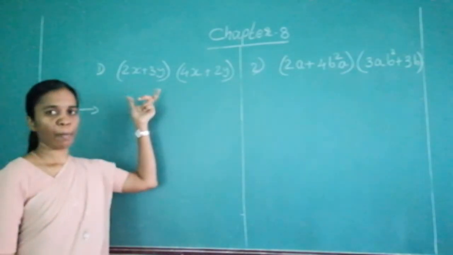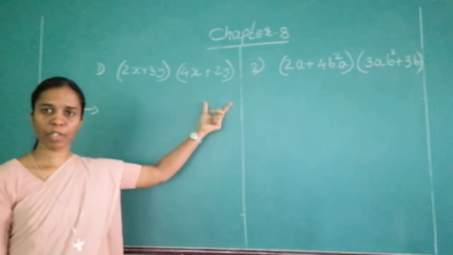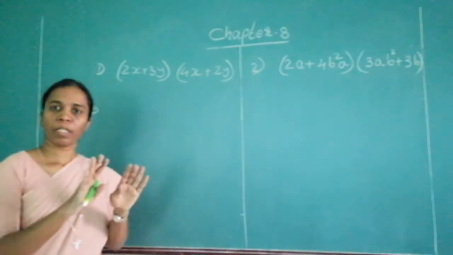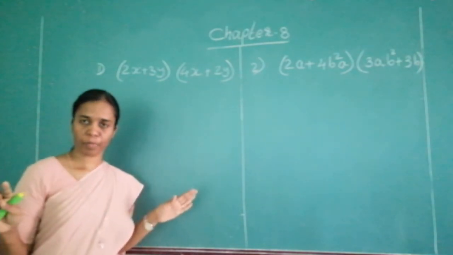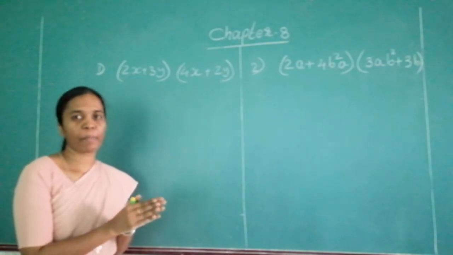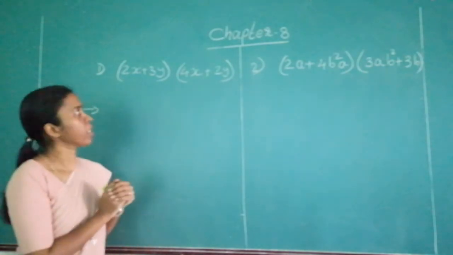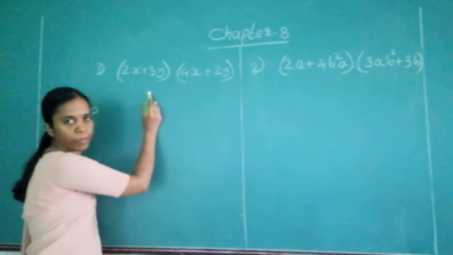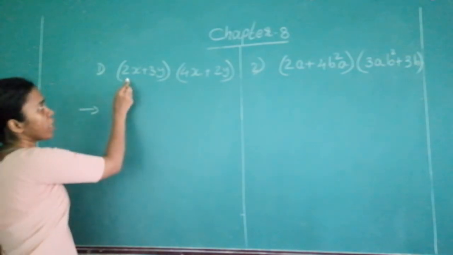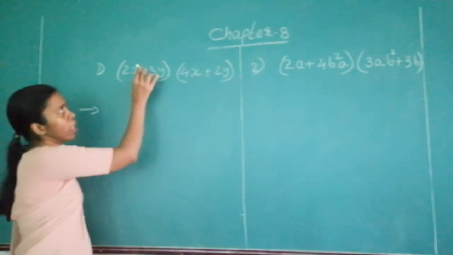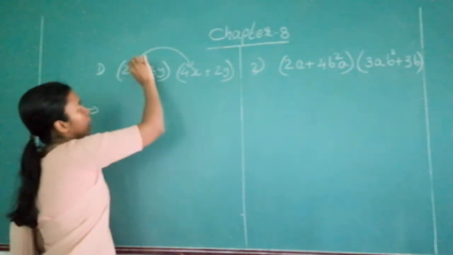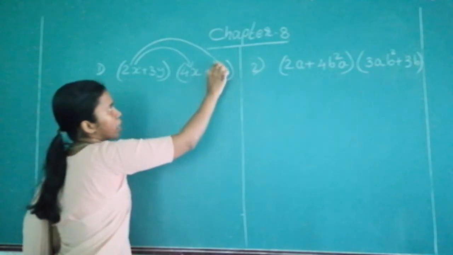Now I have a binomial and another binomial. So the multiplication is between a binomial and a binomial. The rule is the same. First we have to open the bracket. When we open the bracket, we have to multiply every term with what is outside the bracket. If you look at it, there are two brackets. Here there are two terms, here there are two terms. What we have to do is, first take the first term in the first binomial, multiply this with the first term, then multiply with the second term.